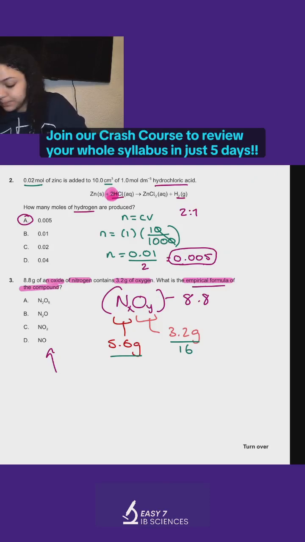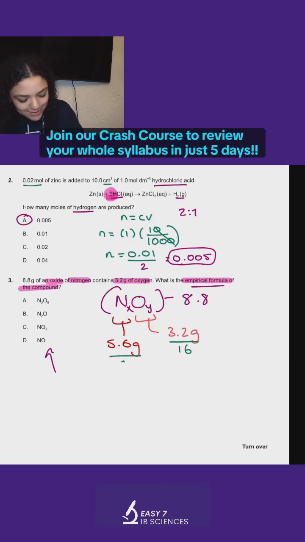Molar mass of nitrogen. 28. Okay, close. 28. Okay, so that means this is going to be roughly 3.2 divided by 16, which is going to give me 0.2. 5.6 divided by 28 is going to give me 0.2 as well.